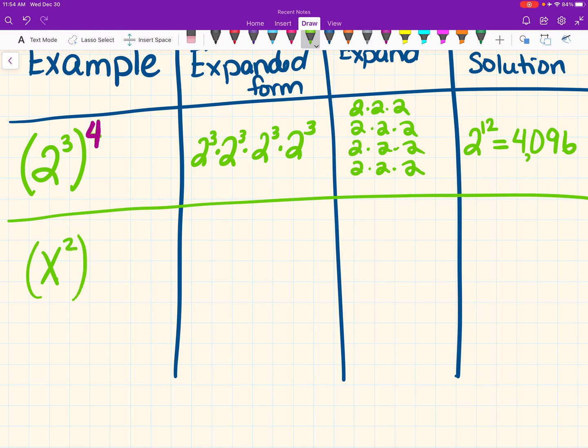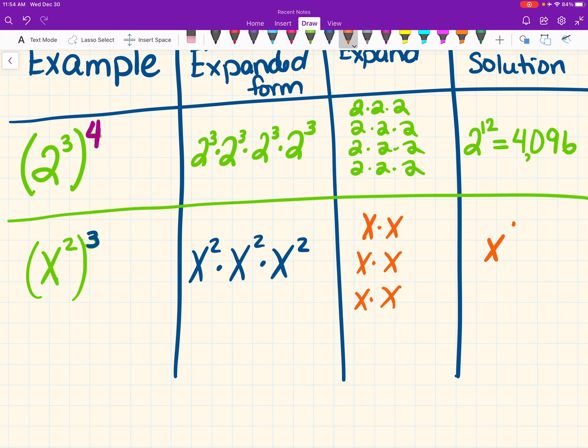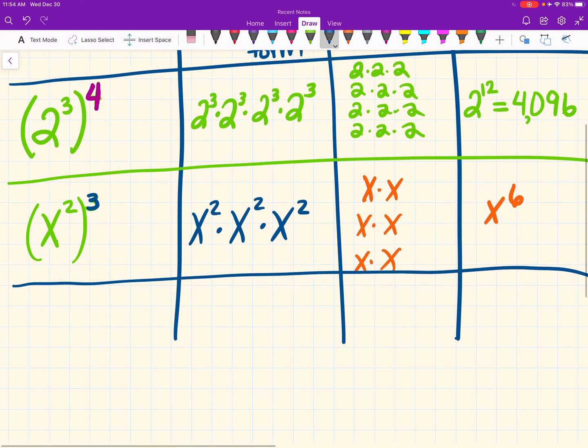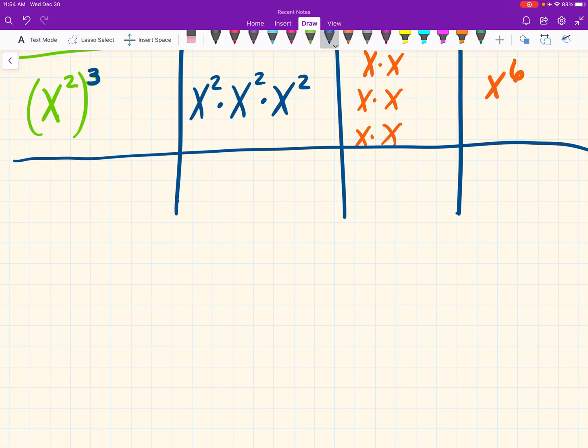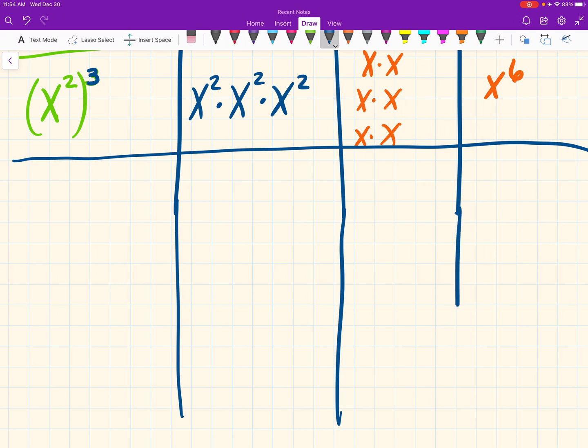X squared to the 3rd. Again, we're going to look at this one on the outside. That means we have 3 x squares multiplied together. And then we're going to expand each of those. So we have x times x, x times x, x times x, and that's going to be x to the 6th. So hopefully you're starting to see the pattern here, because nobody wants to sit and write this out every time. But I just want to make sure we have the concept, the idea behind the rule, and why mathematicians came up with it.